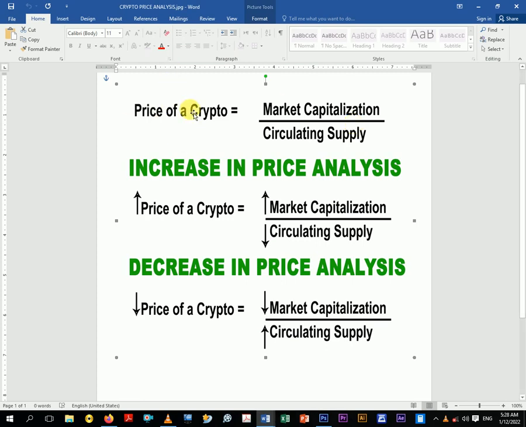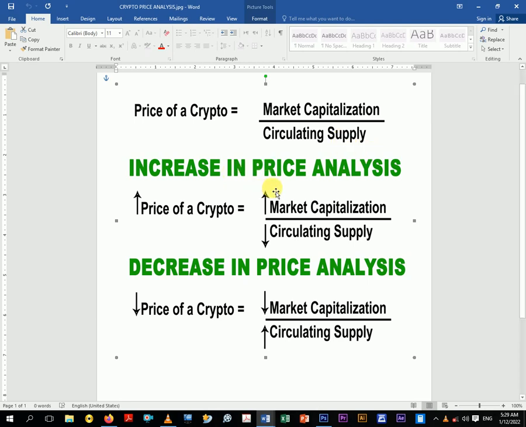So every cryptocurrency is determined by the amount of money that people have kept in the project. That's what we call financial management: market capitalization over the circulating supply. What's the circulating supply? It is the amount of the crypto in circulation, the amount of crypto in people's wallets, from the lay point of view. Understand?